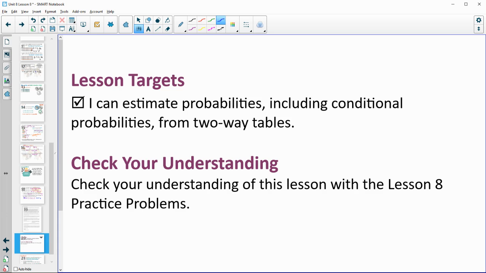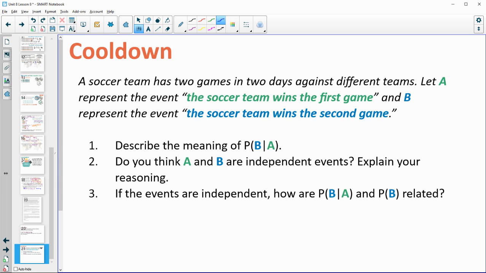All right, so hopefully you can estimate probabilities, including conditional probabilities from a two-way table, knowing how to reduce the sample space and look at specific outcomes. You can check your understanding of this lesson by doing the lesson 8 practice problems, and if you need help, watching the video that goes along with that. And then you can also check your understanding by doing this cool down, and if you are struggling with the cool down, be sure to reach out to your teacher to ask for help.